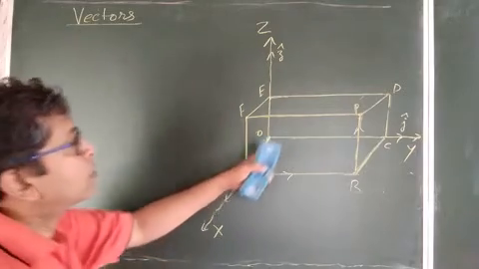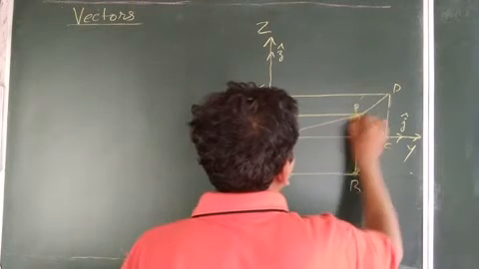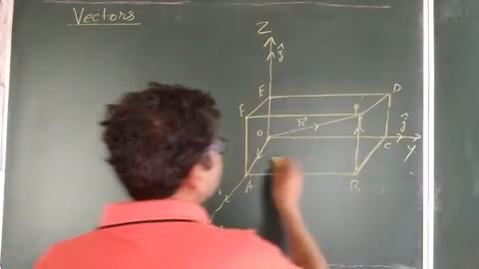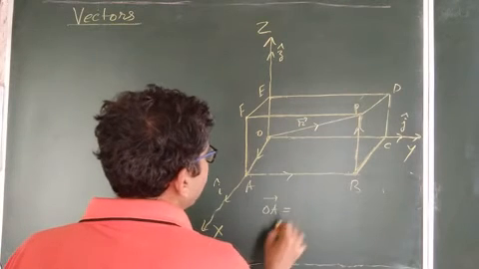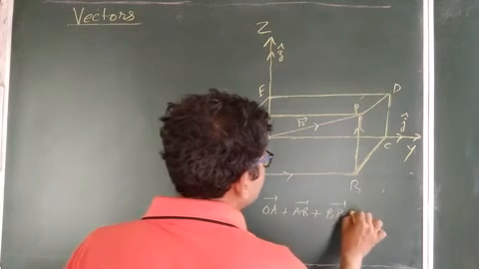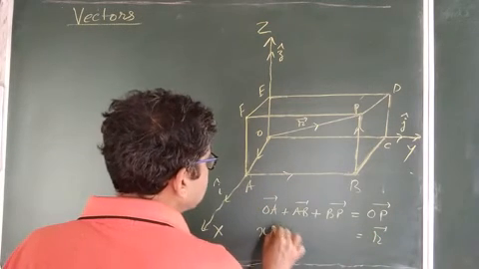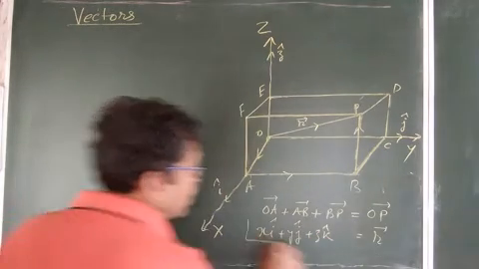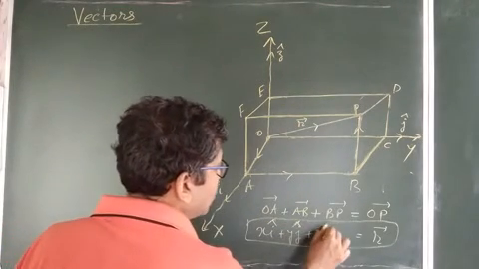Now we draw the polygon here again. So we have to calculate the value of this r vector, which is actually the resultant of these three vectors. The relation was OA vector plus AB vector plus BP vector is equal to OP vector. So r vector is equal to x i cap plus y j cap plus z k cap. These types of expressions are always called position vector.